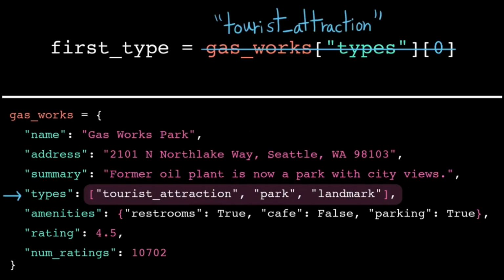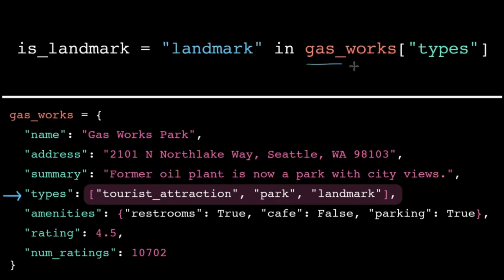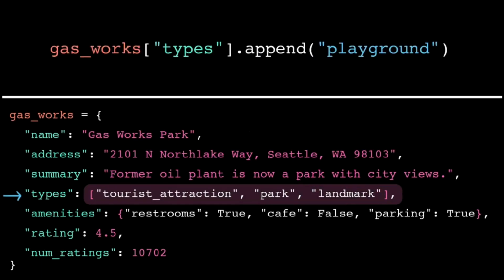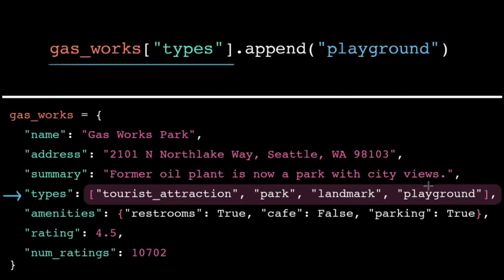Now, just because this list is nested inside a dictionary doesn't mean there's anything special about it. We can operate on it just like we would any other list. We can use the in operator to check if an element exists in the list. That's true. Or we can mutate the list and use the append method to add an element to the end.